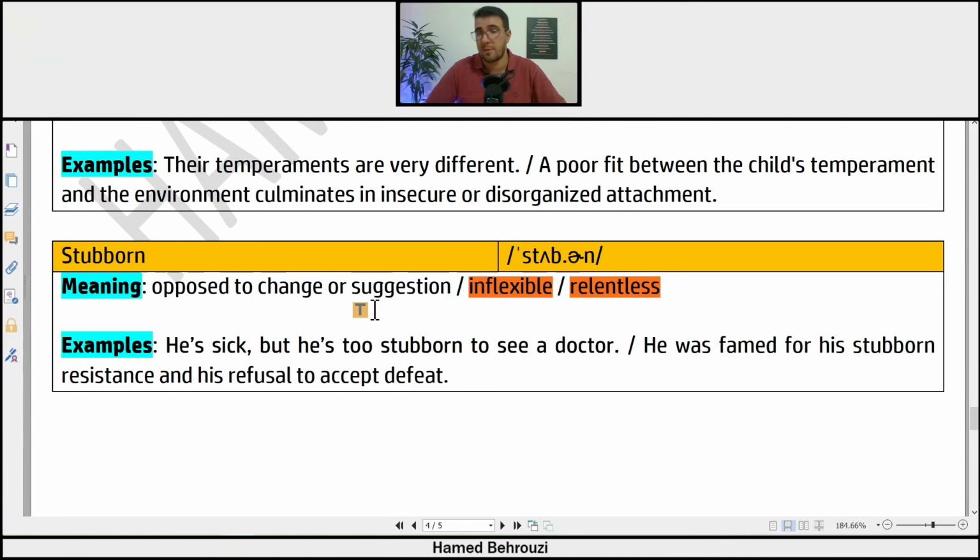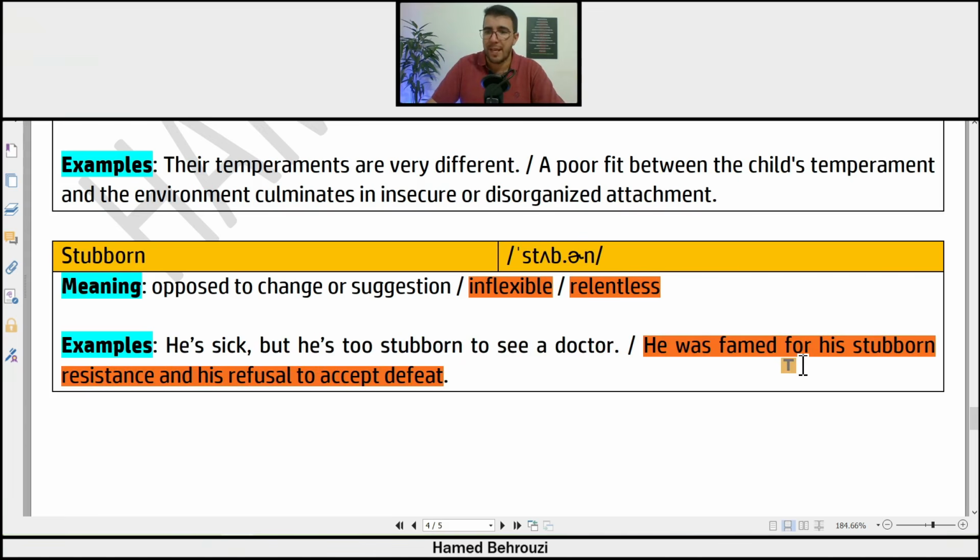And like they harm themselves by that. Sometimes, of course, being stubborn is good. Sometimes being stubborn is bad. But generally, stubborn is a negative property that one might have. So, he's sick, but he's too stubborn to see a doctor. Okay, you see, this was the example that I made.